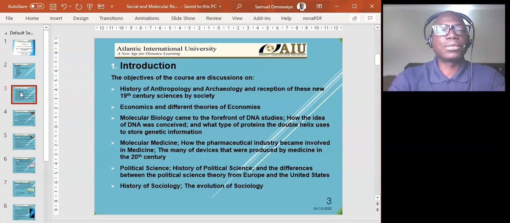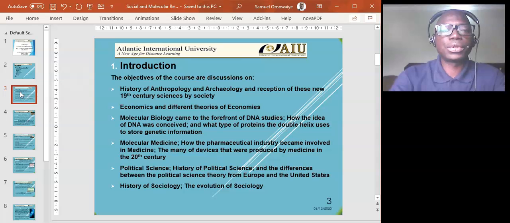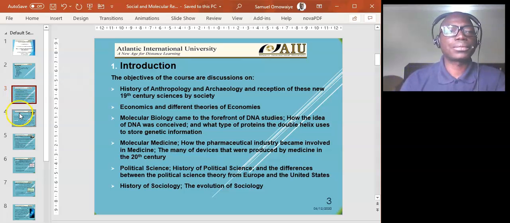Number 4, molecular medicine: how the pharmaceutical industry became involved in medicine, and the many devices that were produced by medicine in the 20th century. This is followed by political science, its history, and the differences between political science theory from Europe and the United States. Lastly, a discussion about the history of sociology and the evolution of sociology.